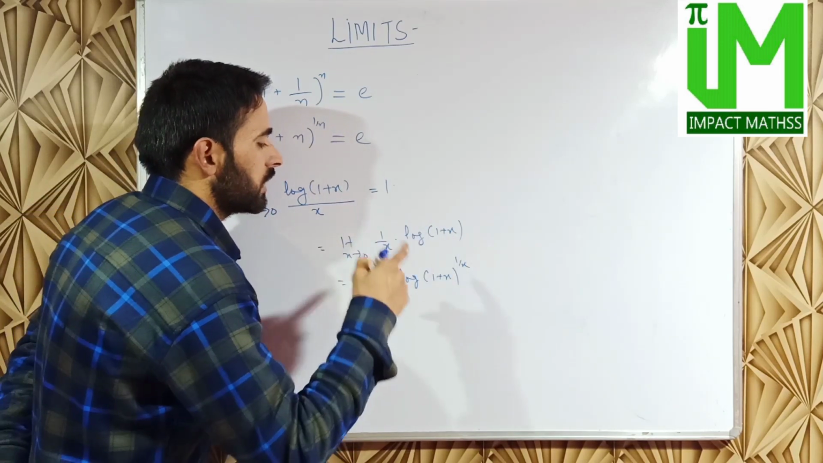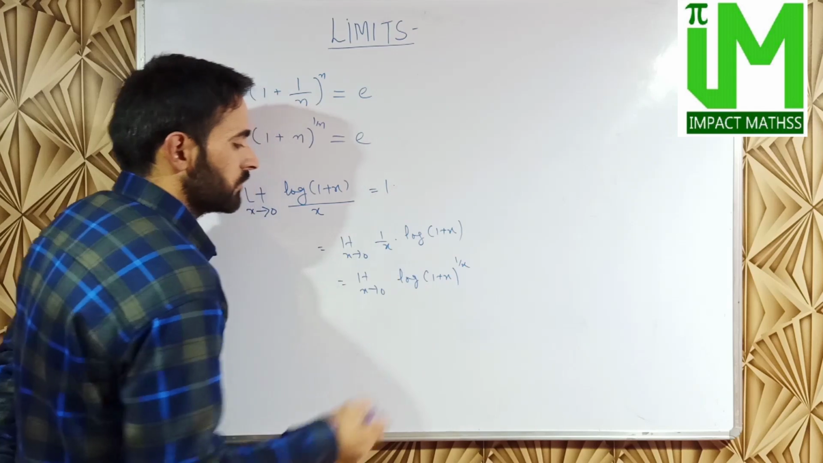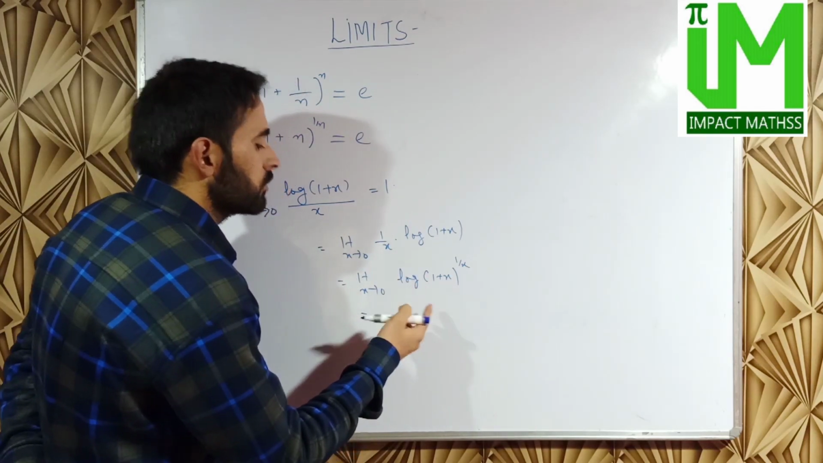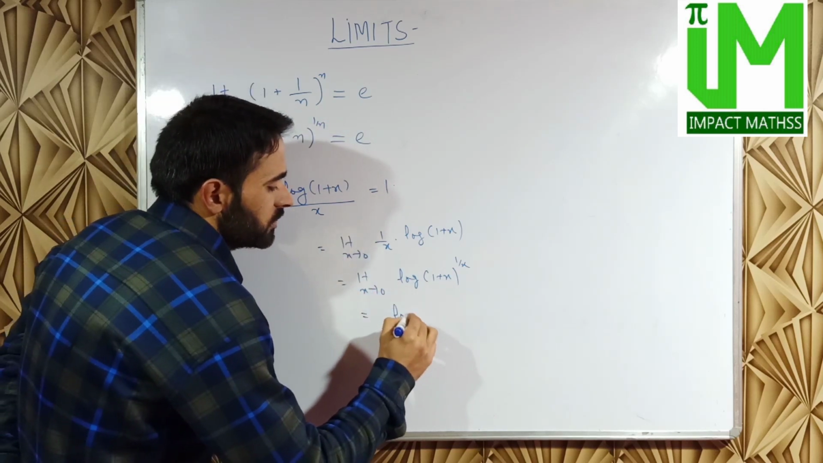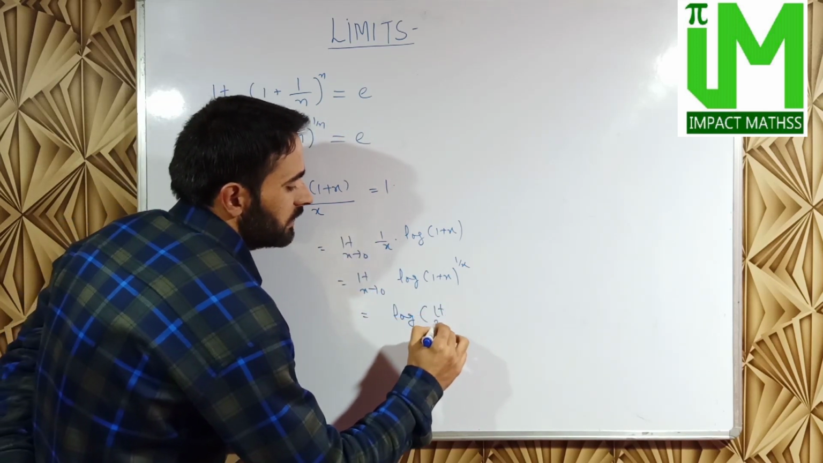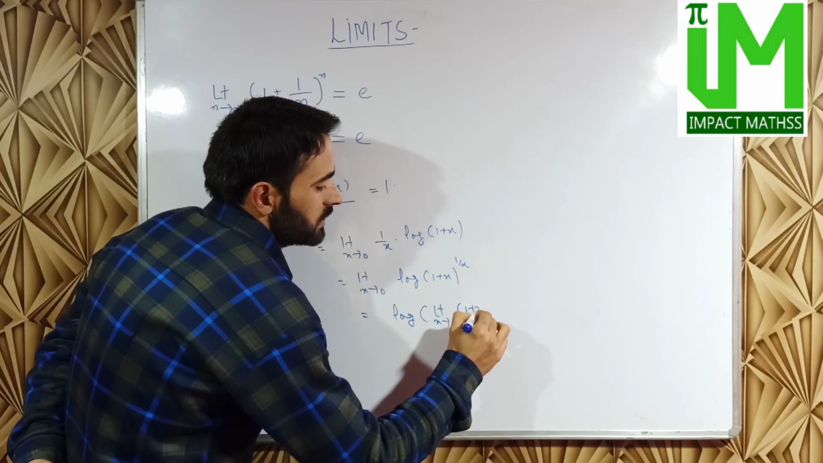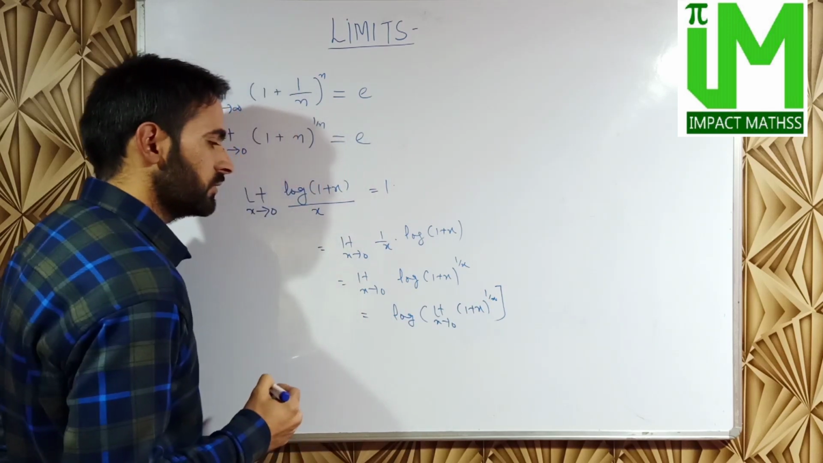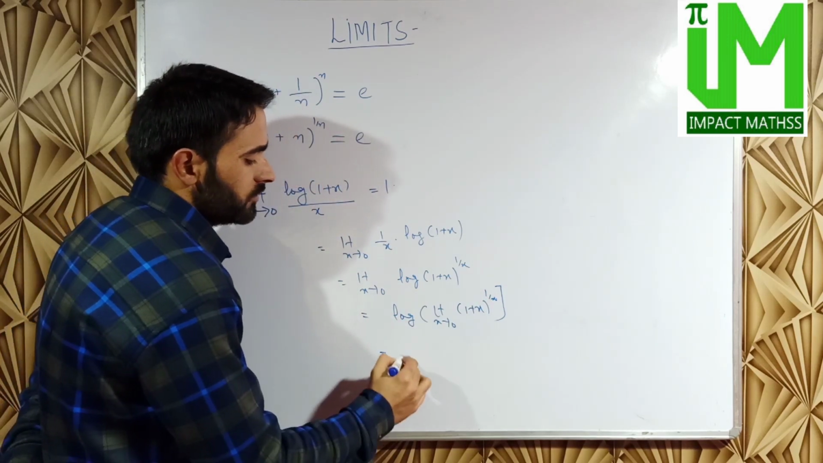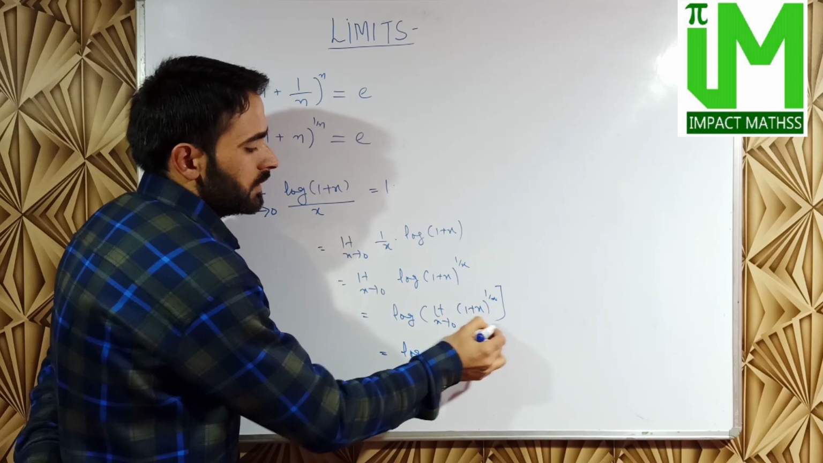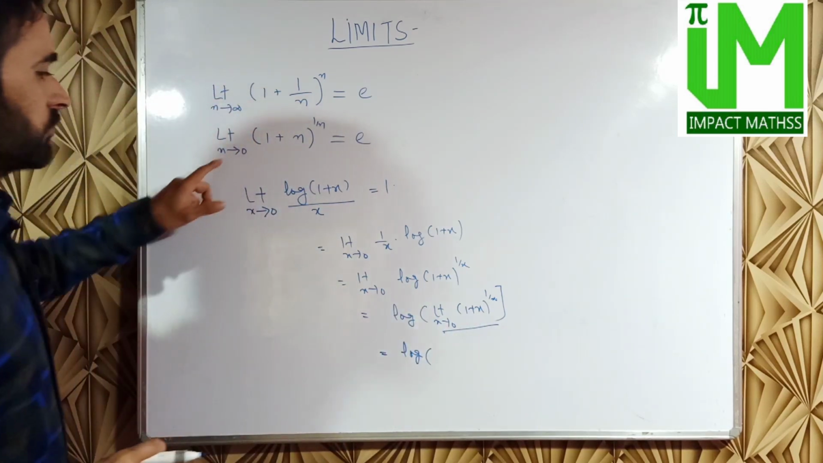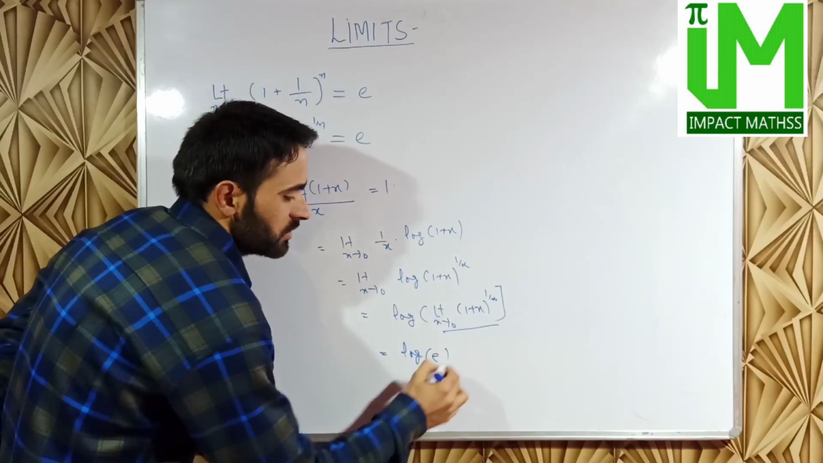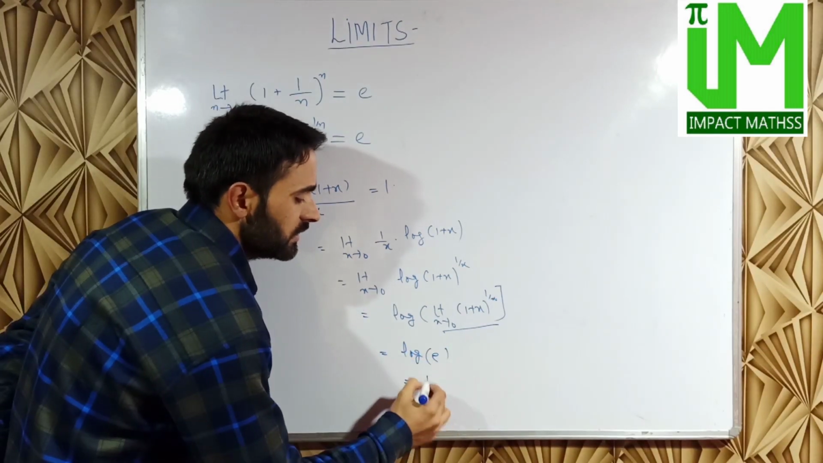We know n log m equals log of m to the power n. As we previously discussed, limit of log of the function equals log of limit of that function. So it will be log of limit x tends to 0, (1 plus x) to the power 1 over x. So which will be log of, and this limit x tends to 0, (1 plus x) to the power 1 over x equals e. So this is log e, and log e to the base e equals 1.